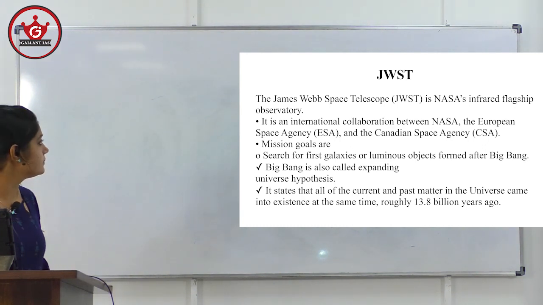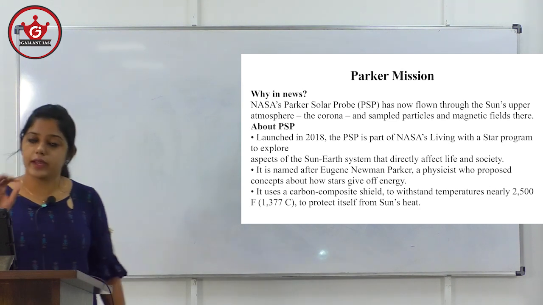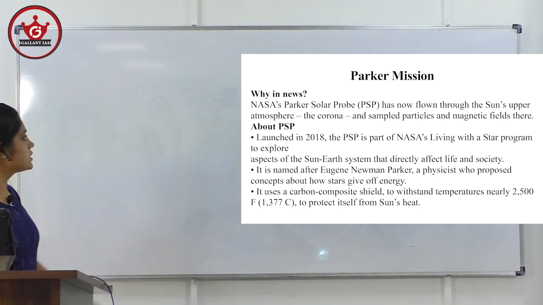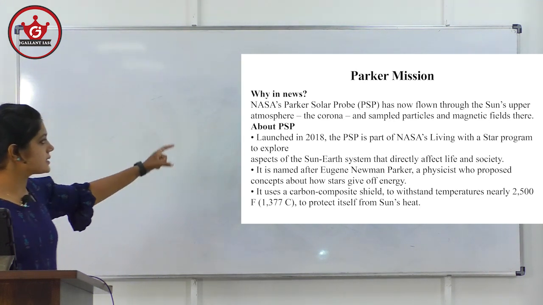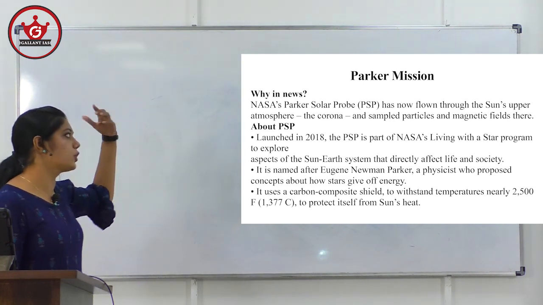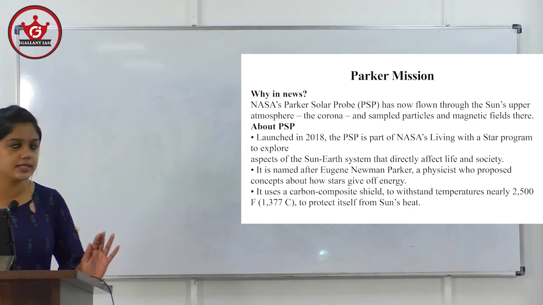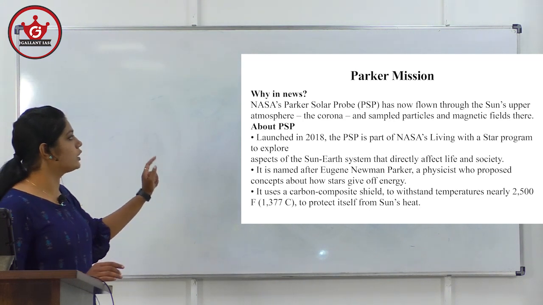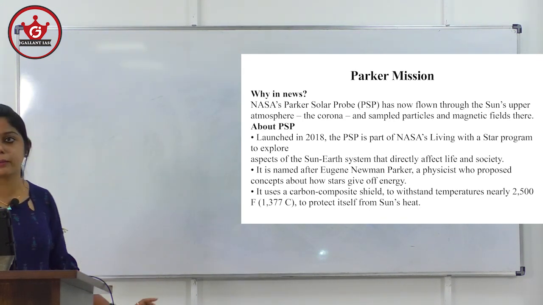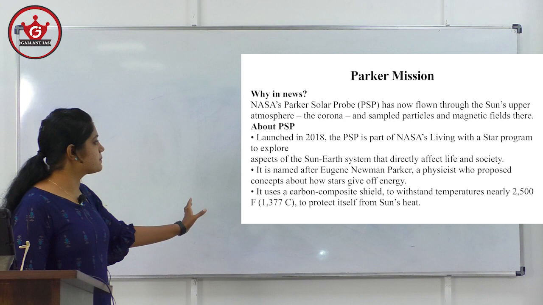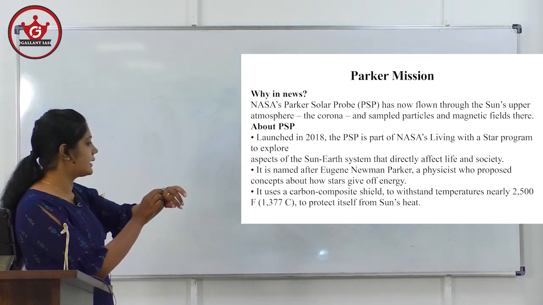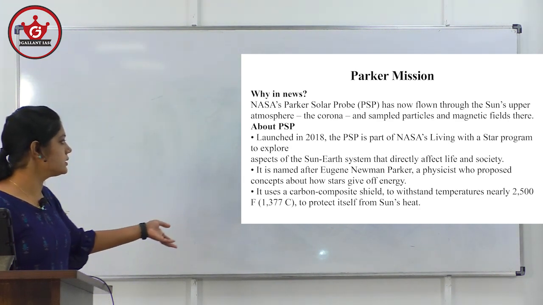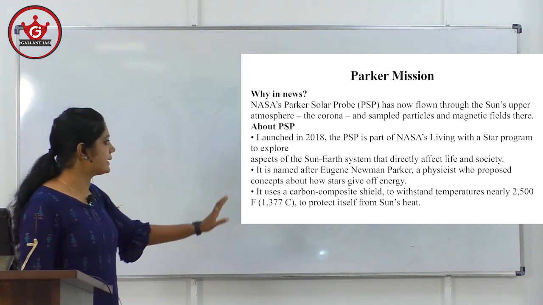Moving on further, next is very, very important, the Parker Solar Probe. NASA's Parker Solar Probe has now flown through the sun's upper atmosphere, the corona. I'll explain to you the layers of the sun. About PSP, it was launched in the year 2018. It is part of NASA's Living with a Star program, very important, to explore aspects of the sun-earth system that directly affect life and society. It is named after Eugene Newman Parker, not so important. And it uses a carbon composite shield and all, not so important.